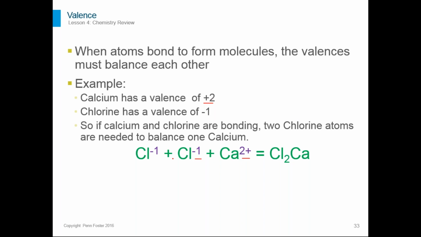So we need to balance them. We need the -1s to balance out the +2s. So that means we just need to have 2 chlorines for every calcium. So the formula gets written like this: chlorine with a little 2, that's called a subscript, and calcium. And we don't write anything here. You could technically write calcium with a little 1 and say that our subscript is 1, but they don't do that. If you just see one with no number as a subscript, it just means that there's only 1 there.